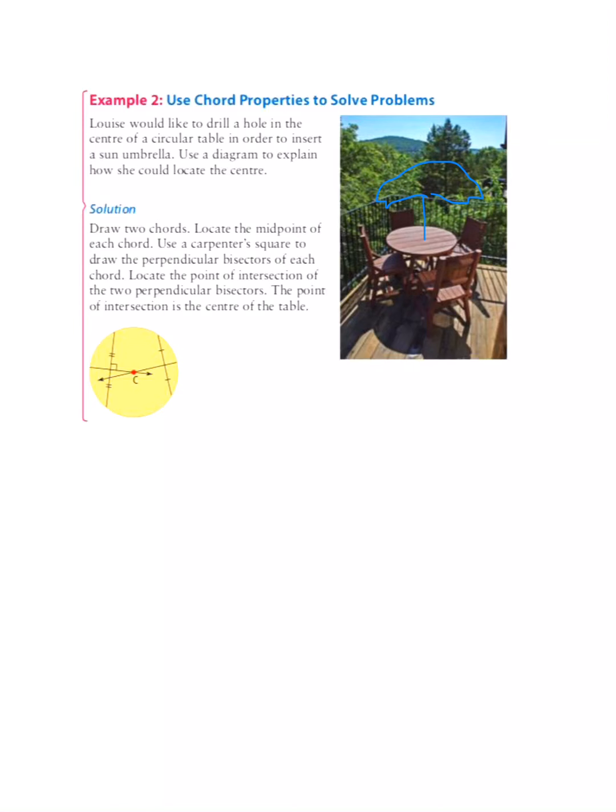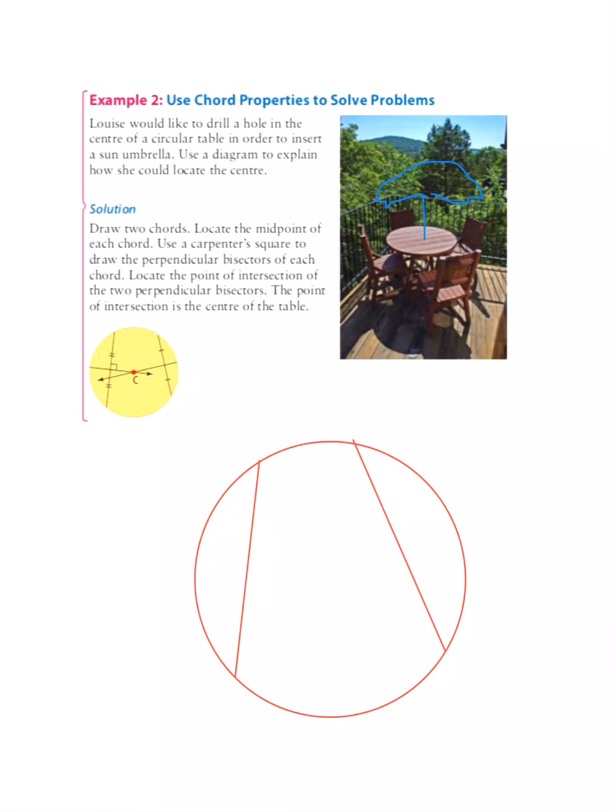So if we have our table, the solution would be to draw two chords. Any two chords. Let's say here, we'll actually do it similar to what they did. So they went here and here. It doesn't really matter what they look like. Locate the midpoint of each chord.